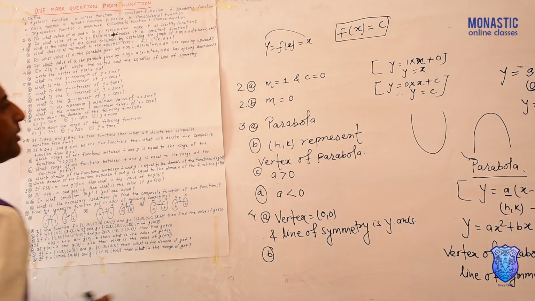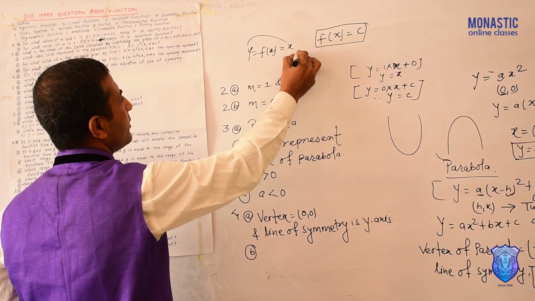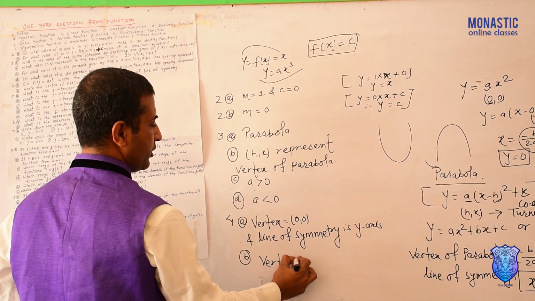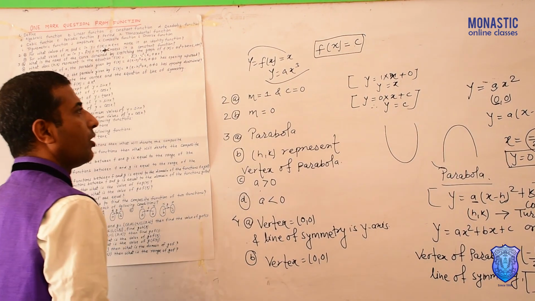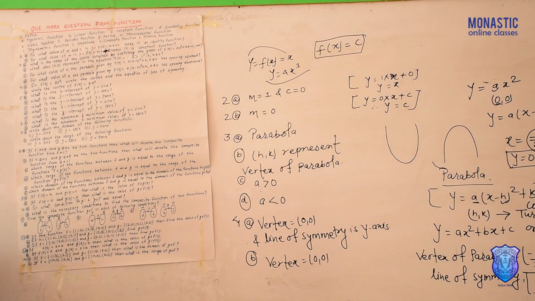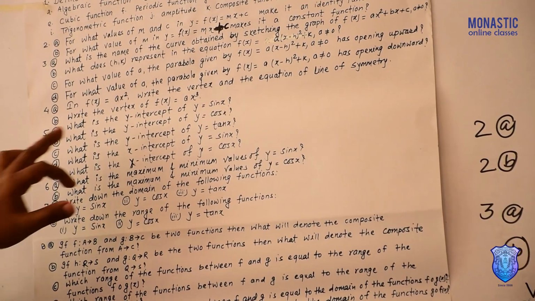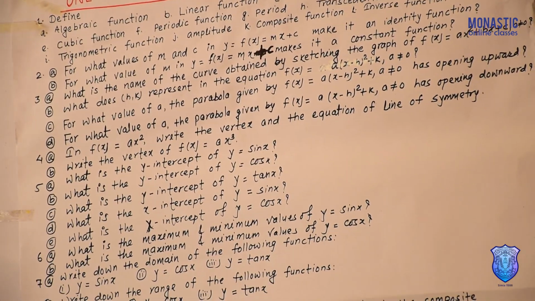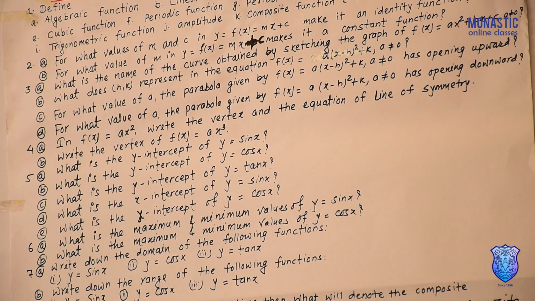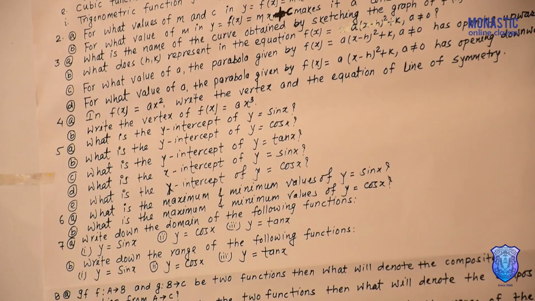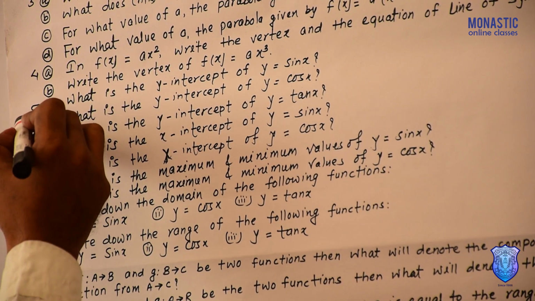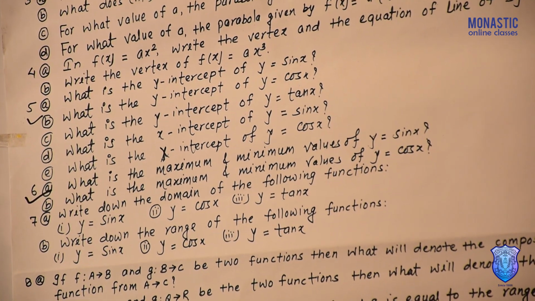Write the vertex of a cubic function. When the function is in this way for cubic, again same as this, the vertex will be 0, 0 for the cubic function or for the quadratic function. What is the y-intercept of y equals sin x? You have learned these values, y-intercept, x-intercept; you have written and studied them. Now in 6a, what is the maximum and minimum value? Again you have completed these things. So you can complete these questions 5 and 6 yourself.